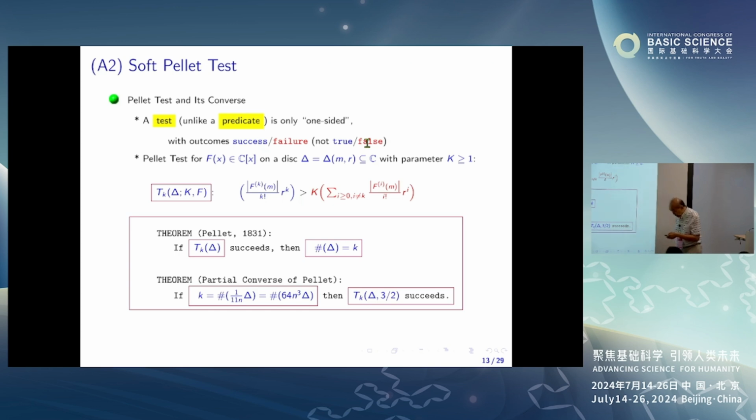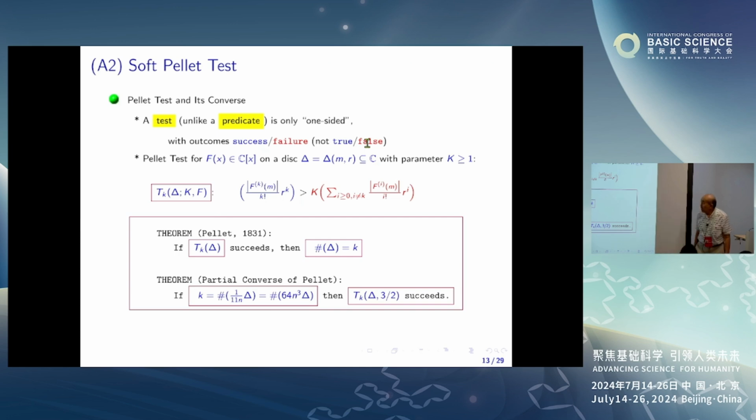I want to make a clarification here. What I call a test, we're all familiar with predicate. In logic, we have predicates. A predicate is either true or false. If the predicate is not true, then it is false. If it's not false, it is true, right? There are only two values. A test is different. A test either succeeds or fails. If it succeeds, it has the property you want. If it fails, you don't know anything actually.